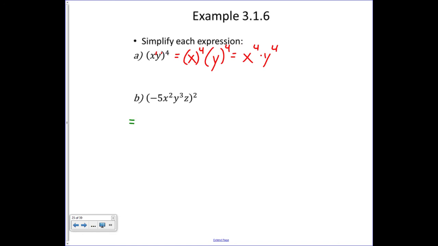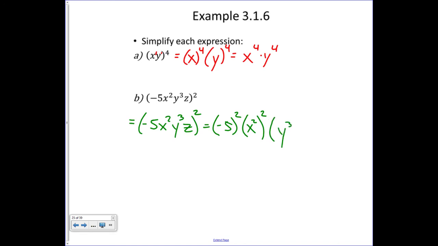Now here in the second example, negative 5x squared y cubed z squared. We've got to raise each one of these to the 2nd power. And so we'll get negative 5 squared, x squared squared, y cubed squared, and then z squared. Well, negative 5 squared is negative 5 times negative 5, which is positive 25.